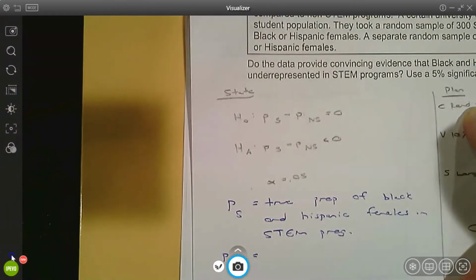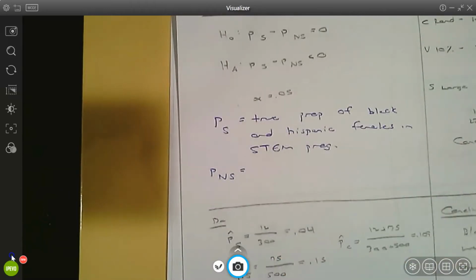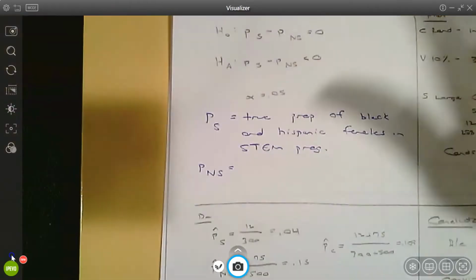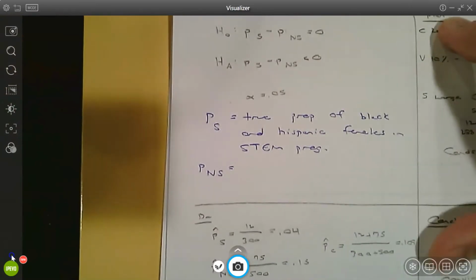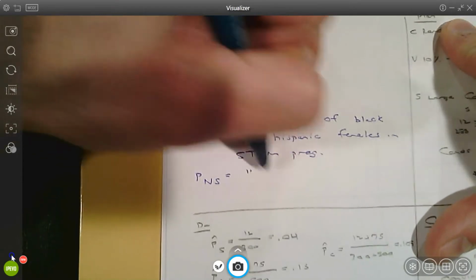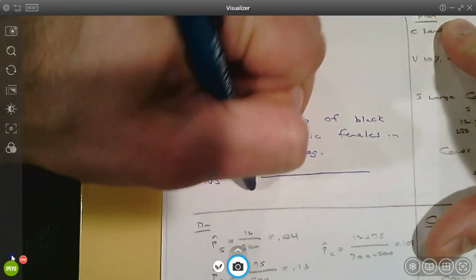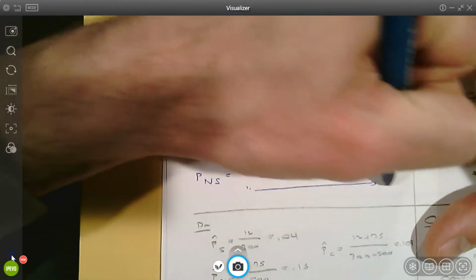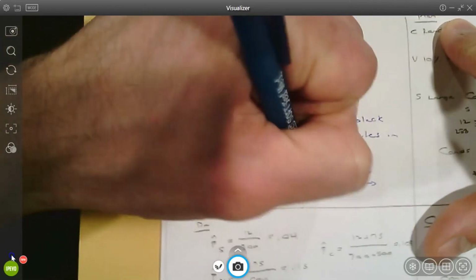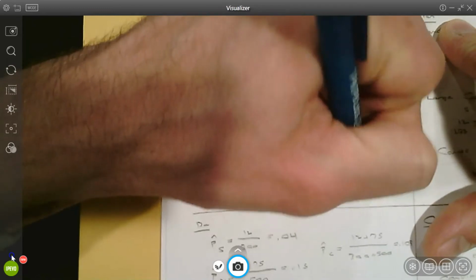And P sub NS, which I've chosen to use. If you just want to generically use subscripts of 1 and 2, you can, but you'd have to define what 1 and 2 are. I would not advise doing that. This is the true proportion of Black and Hispanic females in non-STEM programs.